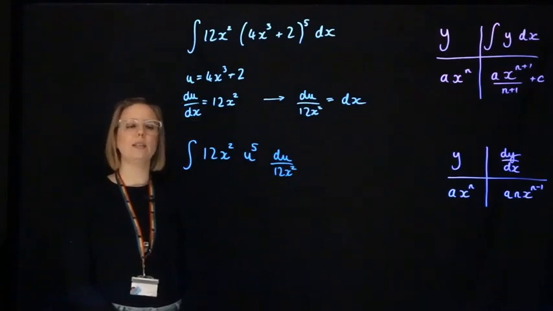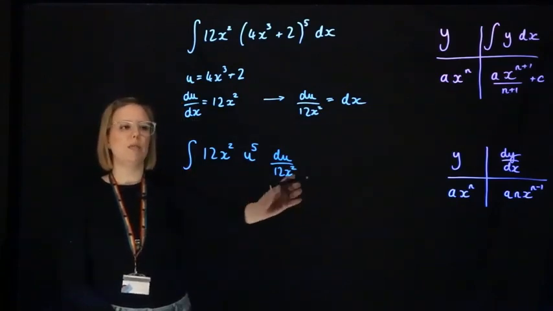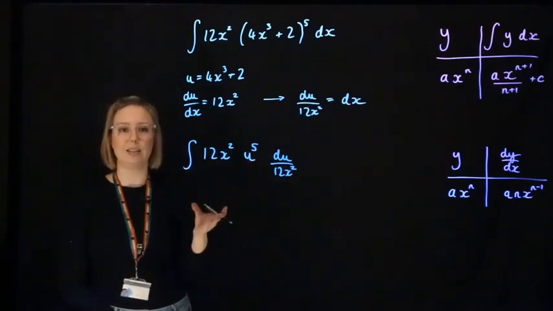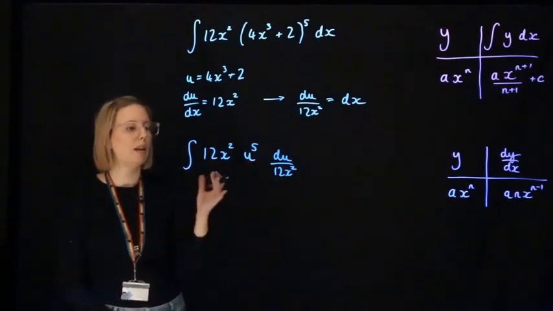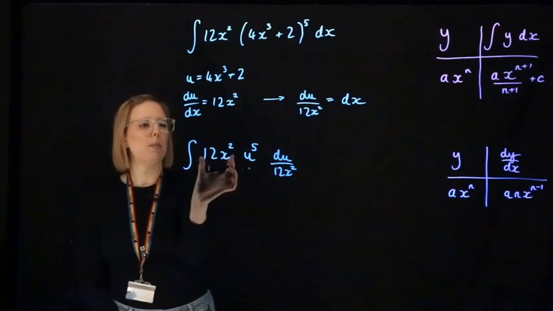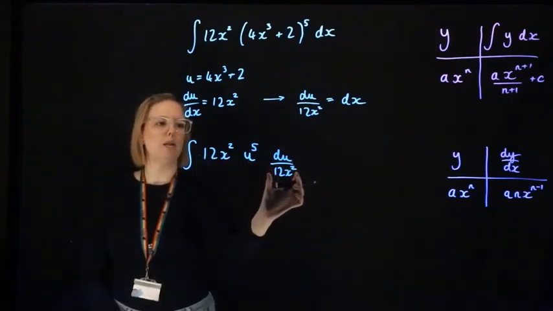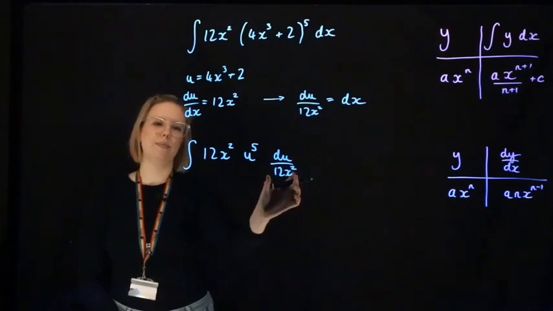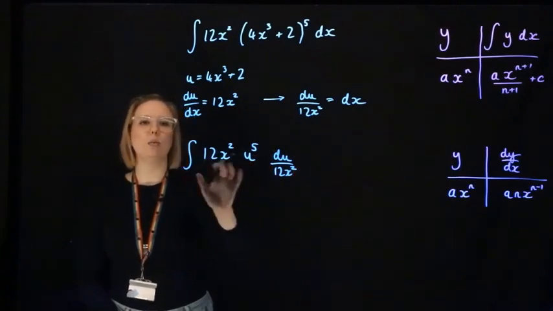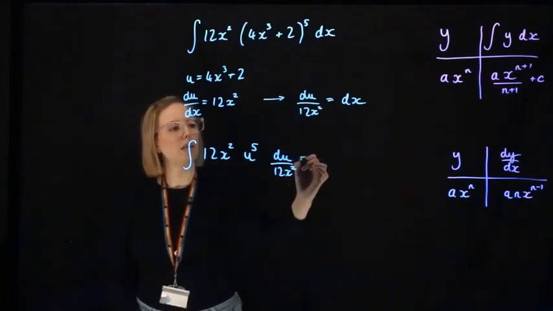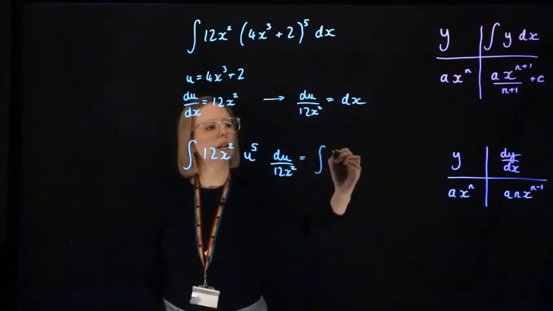Okay, so like I said in the last one, before we integrate, we need to have only u's, but now we have u's and x's, so that's not great. As you can see, I've got a multiply by a 12x squared here, and then I've got a divide by 12x squared here. Since nothing is added or subtracted, I can rewrite this in whichever order I like.